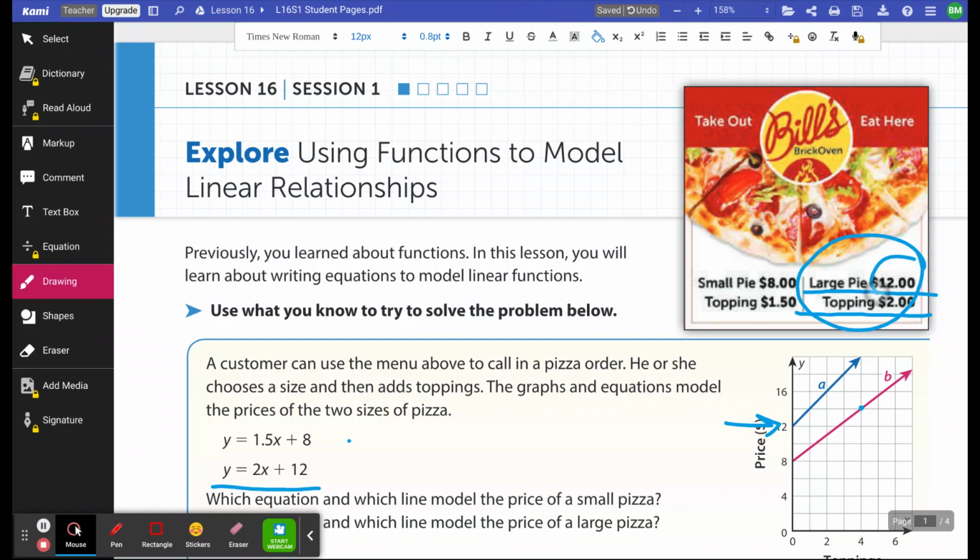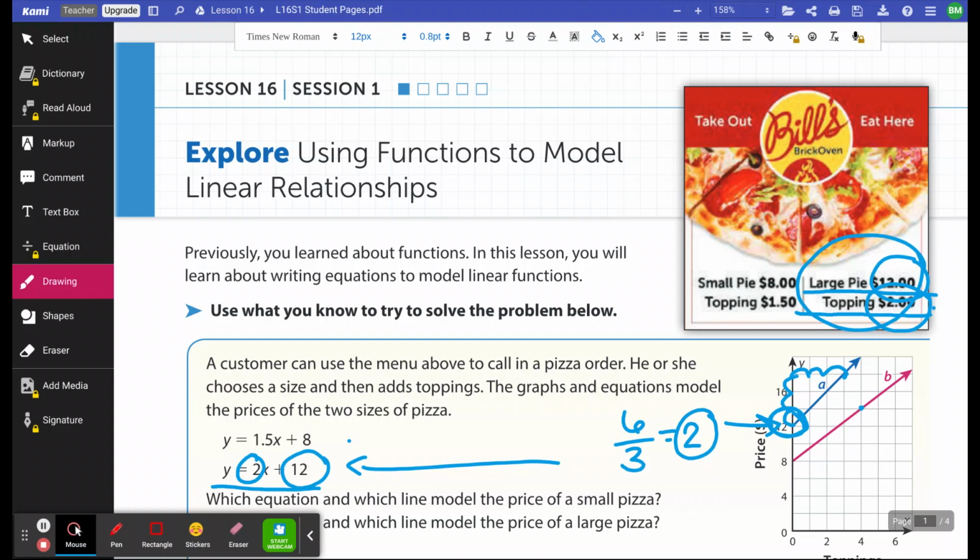So I'm looking for a starting value, a b of 12. And I'm looking for a rate of change of $2 for every extra topping x. All right, so this one fits that bill. It starts at 12 and it has a rate of change of 2. Let's check the graph over here. It also starts at 12, and let's find another good point so we can find our slope. So my rise is 2, 4, 6, and my run is 1, 2, 3. So 6 over 3, that's equivalent to 2. So this graph starts at 12 and has a rate of change of 2. Same thing that I have in this equation.